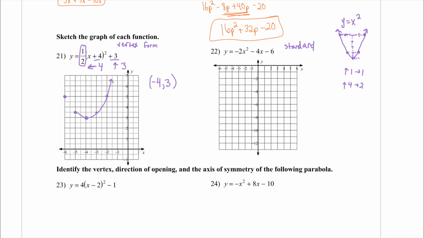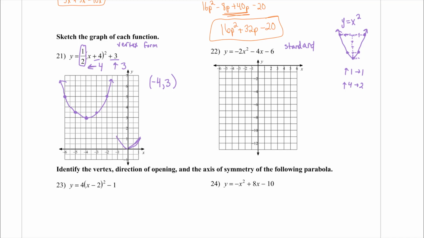Here is my parabola. This parabola is wider than the parabola I would have gotten if I'd graphed just normal x squared without this half. It's also moved to the left and up because normally our parabola would have been down here at 0, 0, 1, 1, and -1, 1.